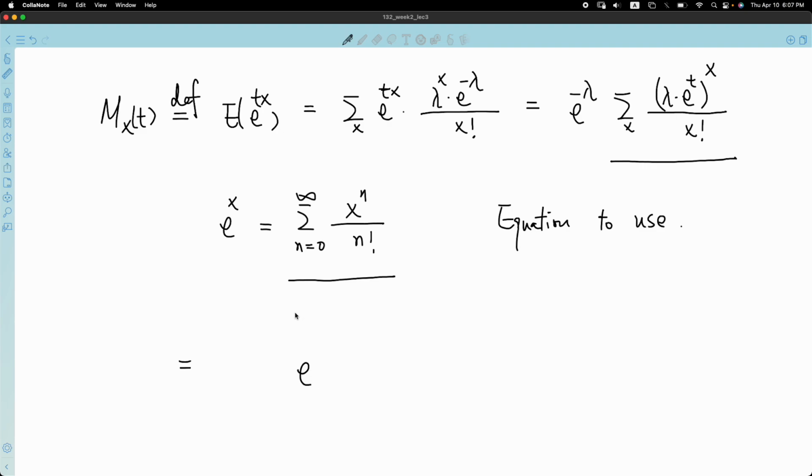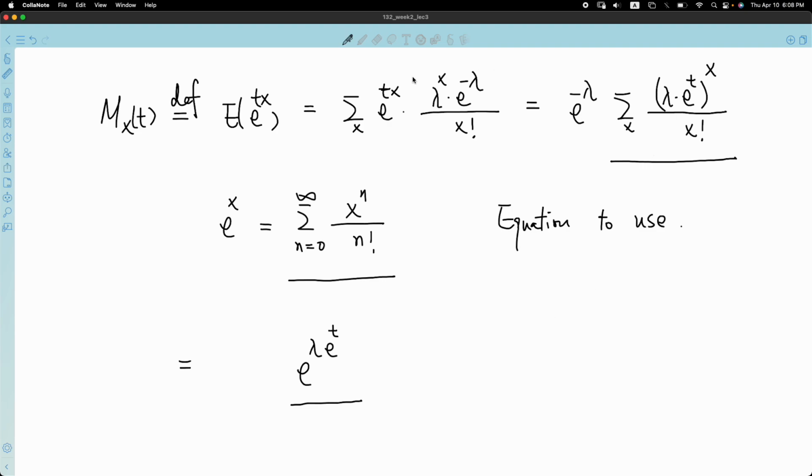Let me write it. I will write it this way: e^{t}. So this is e raised to the power of lambda multiplied by e raised to the power of t. Let me know if this notation is unclear. Do you agree with that? The one that I underlined here is equal to that. Do you agree with that?